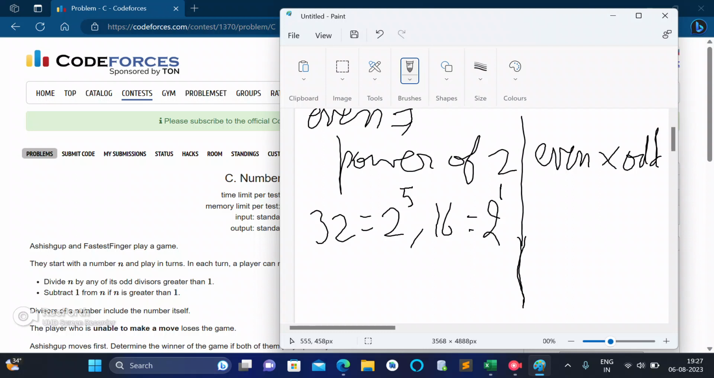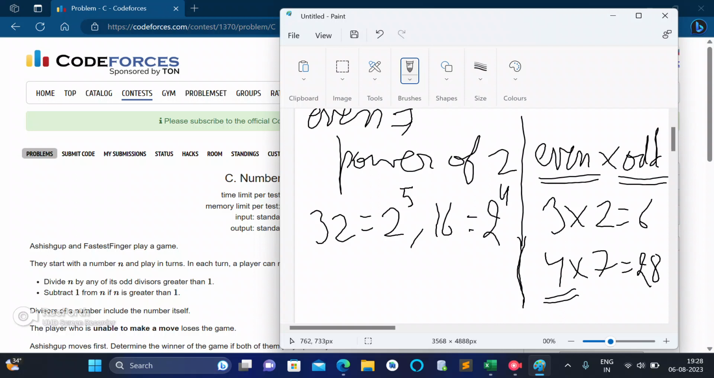Suppose I write 16, then I know it's actually 2 raised to the power 4. So I can easily see that here the values are power of 2 only: 2 raised to the power 5, 2 raised to the power 4. It only contains 2 terms and the value is a power of 2. The second type is even into odd. We know that if an even number is multiplied with an odd number, then the answer would be even. For example, 3 multiplied with 2, where 3 is odd and 2 is even, gives 6. If 4 is multiplied with 7, then the answer would be 28. We can see this number is even, this number is odd, and the answer comes out to be even only.